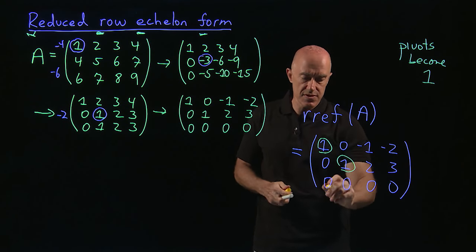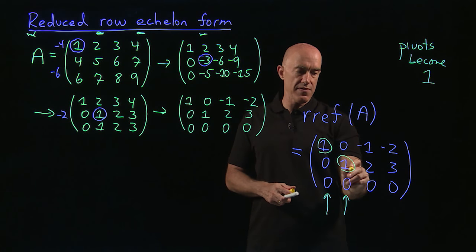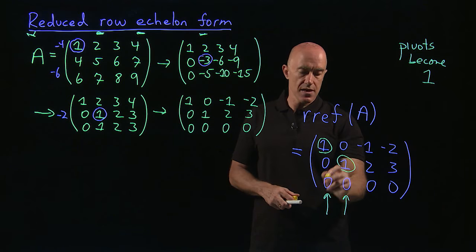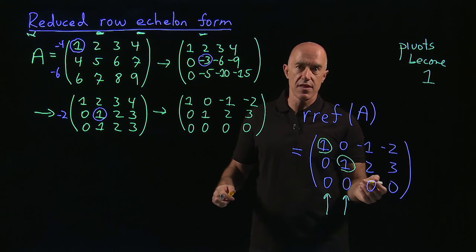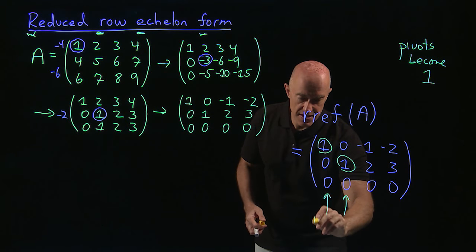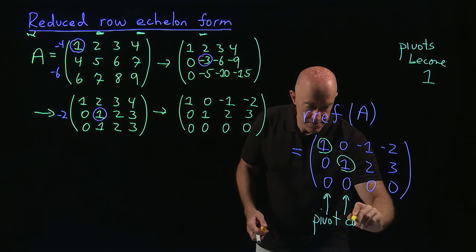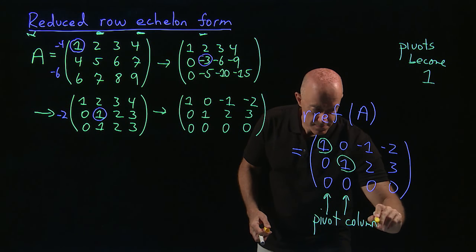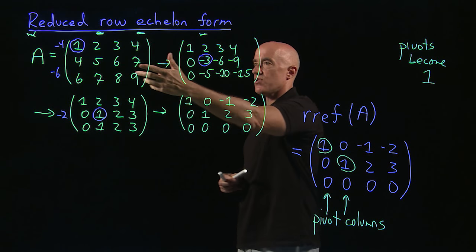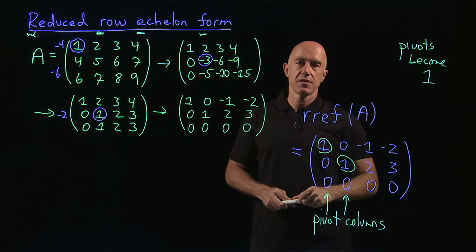These two columns have pivots, right? Only 2 of the columns have pivots. 2 of the columns do not have any pivots. The columns that have pivots, what are they called? Pivot columns. Okay. These are called pivot columns. Okay. So this matrix, the original matrix, has only 2 pivot columns.